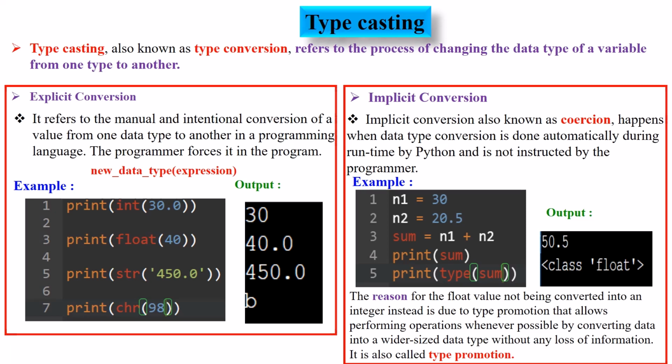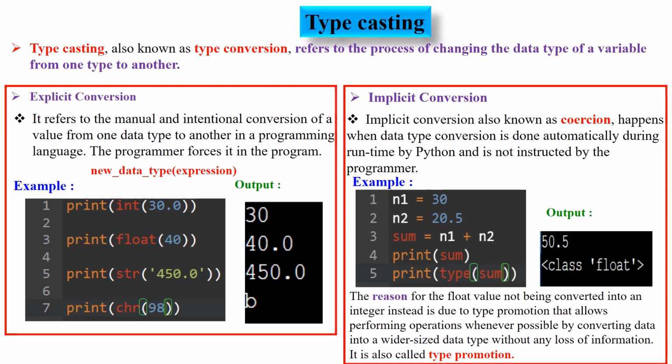The general form is new_data_type of expression. Let's see some examples. In line 1 of the Python code, converting a float value of 30.0 into an integer type, that is int of 30.0, will discard the fractional part 0 and return the value as 30. Next in line 3, converting an integer value of 40 into a float type, that is float of 40, will include the fractional part 0 and return the value as 40.0.